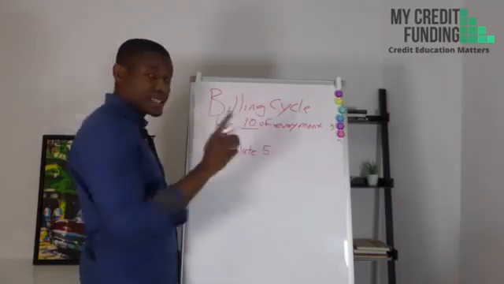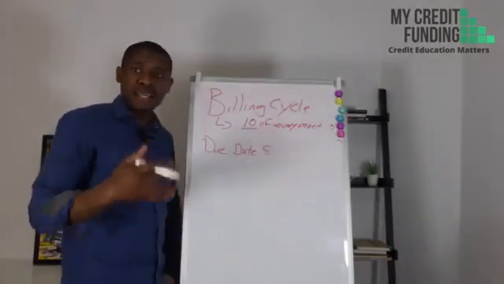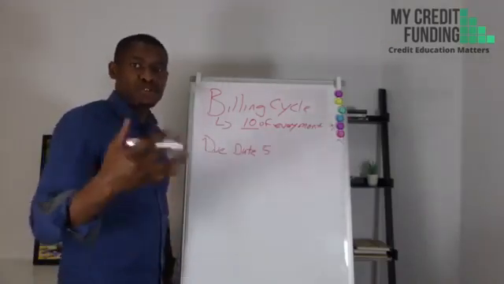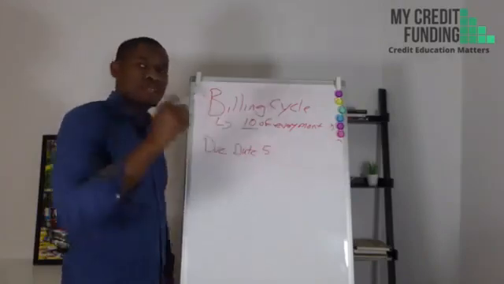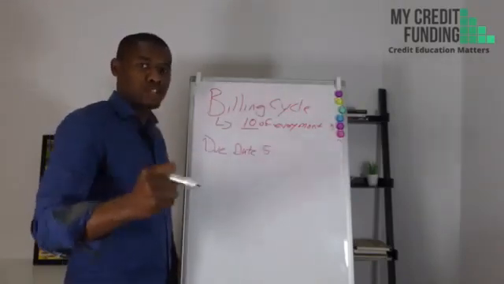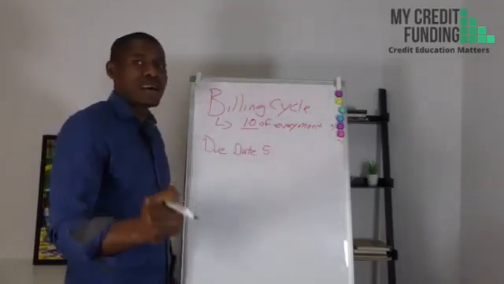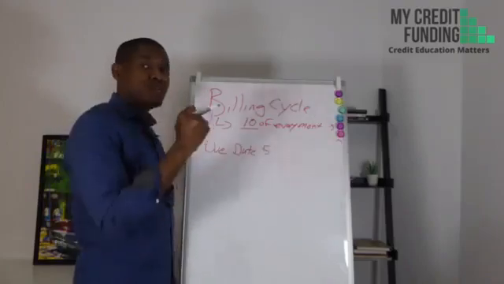So now pay close attention. Your billing cycle is on the 10th of every month. So let's say December the 10th is your billing cycle. January the 10th is your billing cycle. February the 10th is your billing cycle. So your billing cycle is the date that the credit card company prints your statement and sends it out to you. The due date is the date that the credit card company requires you to at least make the minimum payment from what you used.